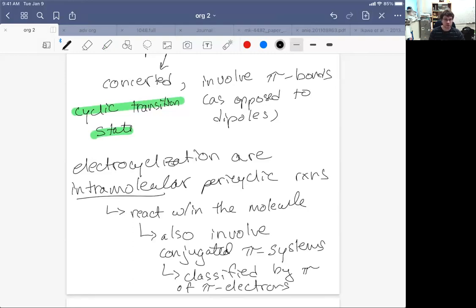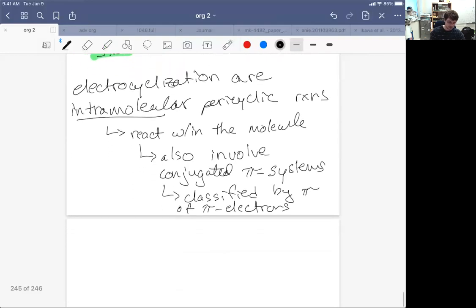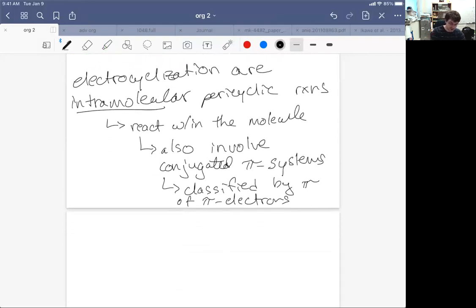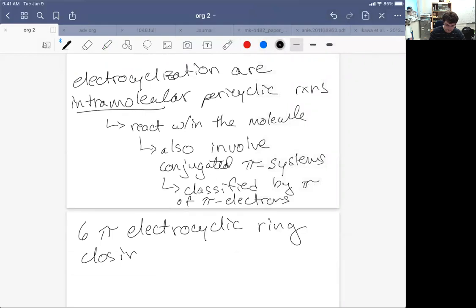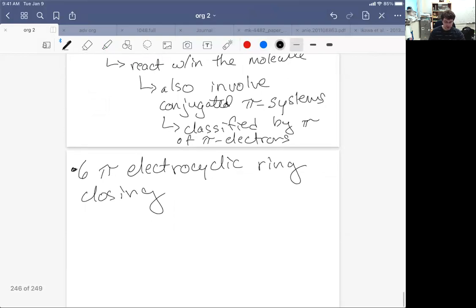Okay, so I want to start with an electrocyclic reaction that is sort of the one that's easiest to do. I'm just going to make a few more pages here. And that is the 6-pi electrocyclic ring closing. In a 6-pi electrocyclic ring closing, what we do is we take a hexatriene, and if you'll notice, it's conjugated.